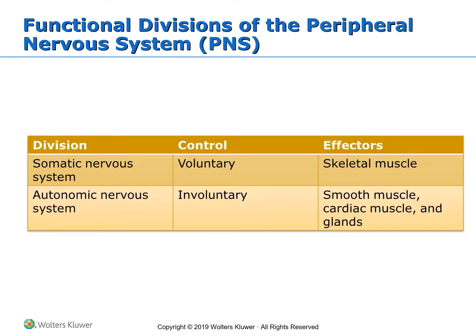When we look at the peripheral nervous system, we can divide it into two other divisions. One is the somatic nervous system, which is under voluntary control, and the effectors for this division are the skeletal muscles. The other component is the autonomic nervous system, which is involuntary, and the effectors are the smooth muscle, cardiac muscle, and the glands.